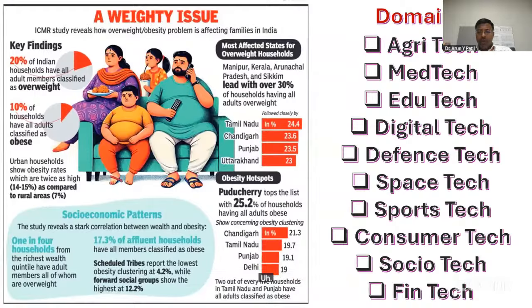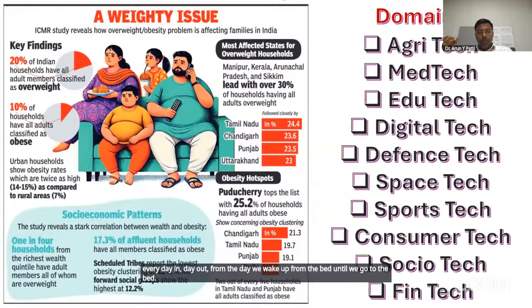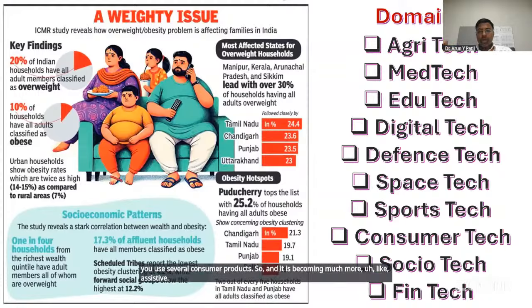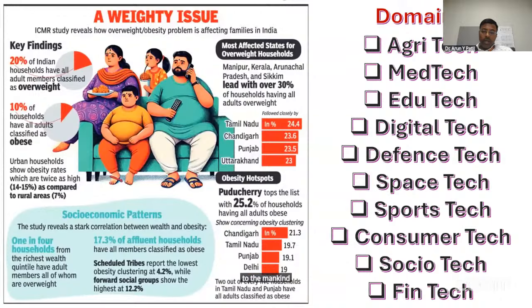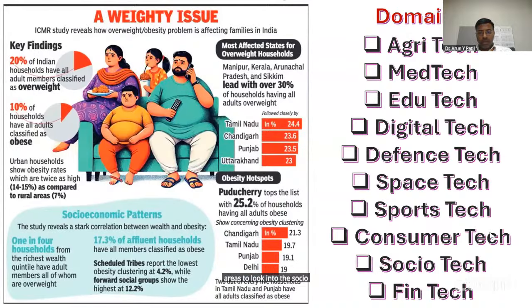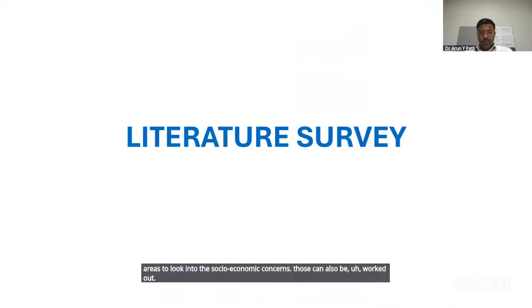Every day, from the day we wake up from the bed till we go to the bed, you use several consumer products, and it is becoming much more assistive to mankind. When it comes to socio-tech, I said in the beginning itself, there are so many areas to look into the socio-economic concerns. Those can also be worked out.